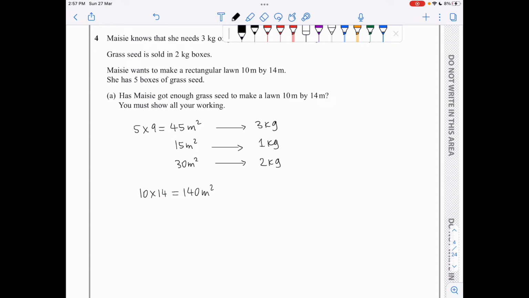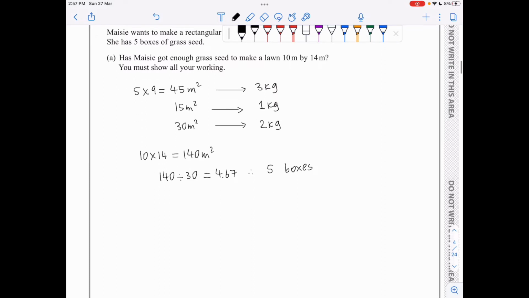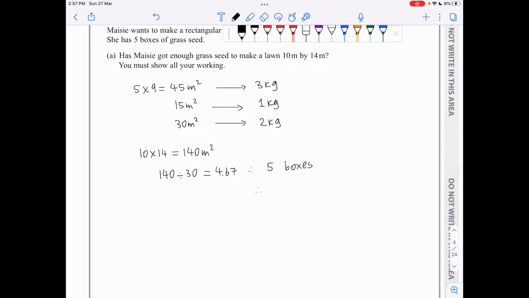And so if I divide 140 by 30, I get 4.67. So we need 5 boxes. So she has 5 boxes, therefore I can conclude that Maisie has enough grass seed.